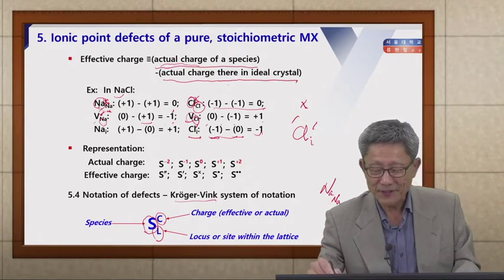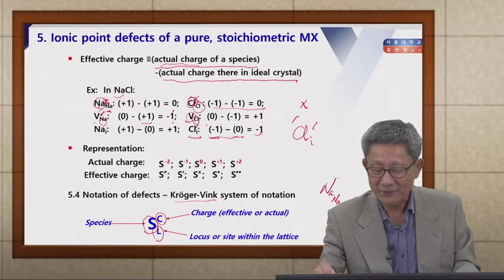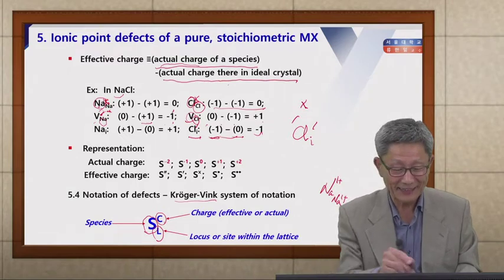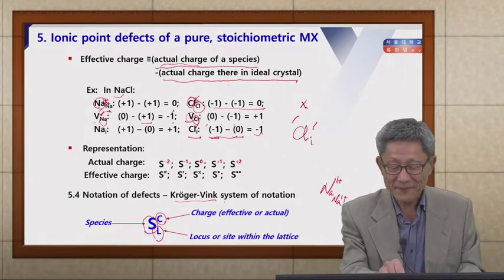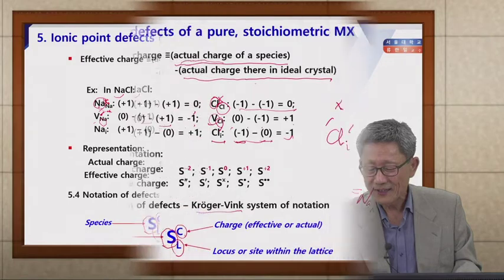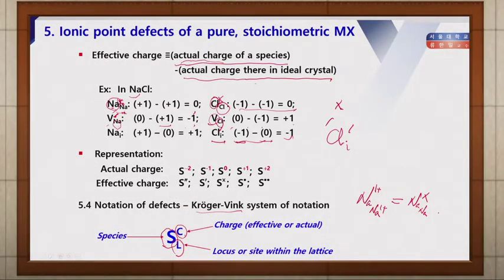If we represent its charge state in terms of actual charge, then we have to write 1 plus and 1 plus in this way. It's too complicated, right? But in the Kröger-Vink system of notation, it is written simply as sodium on a sodium site with 0 effective charge. How beautiful it is.